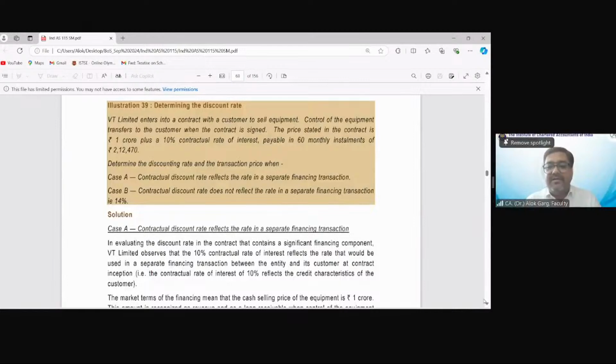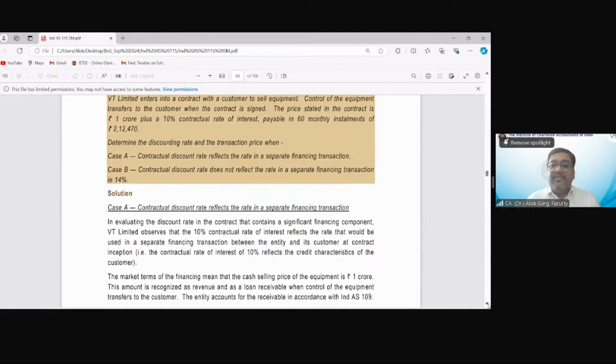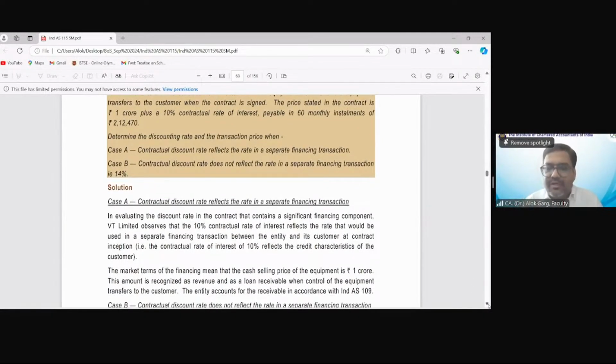a separate financing transaction. This is the rate if the company has to take a loan, or the incremental borrowing rate is 10%, which is given in the question. In the first case, the contractual discount rate reflects the rate in a separate financing transaction. So in evaluating the discount rate in the contract that contains a significant financing component, VT Limited observed that the 10% contractual rate of interest reflects the rate that would be used in a separate financing transaction between the entity and the customer at contract inception, which is a contractual rate of 10%.